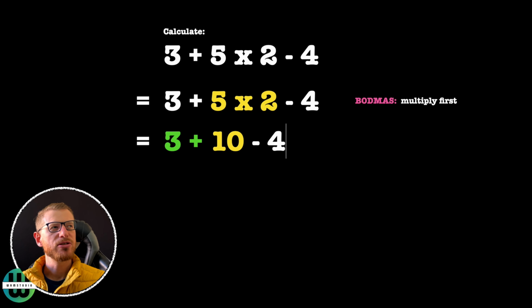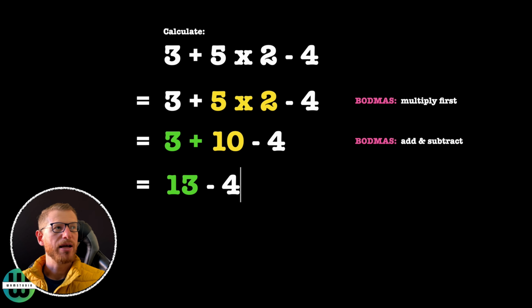And notice that I'm still writing out the same sentence. 3 plus, now 5 times 2 is 10. So I've changed that now to my answer, which is 10 minus 4. Now I'm going to use BODMAS again, but this time the operations are all in the same group, meaning that I'm just going to work from left to right to complete this. So I'm going to add and subtract. 3 plus 10 is 13, and 13 minus 4 is 9.